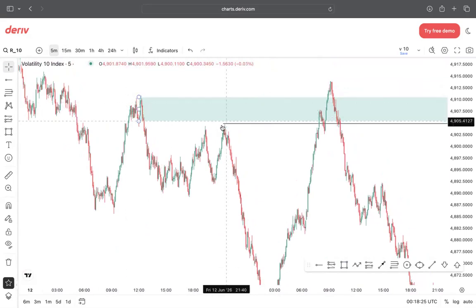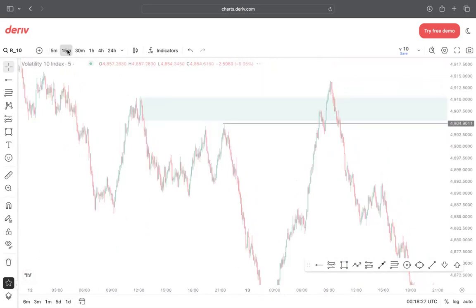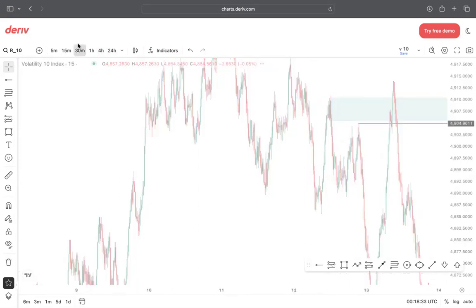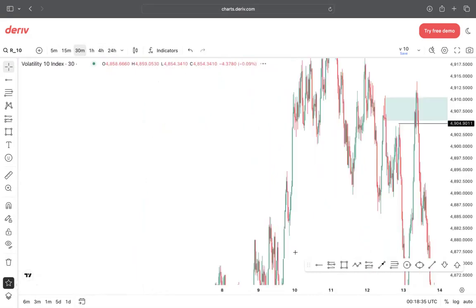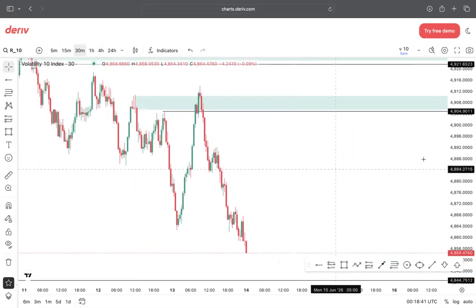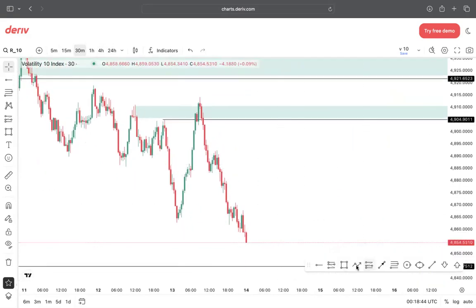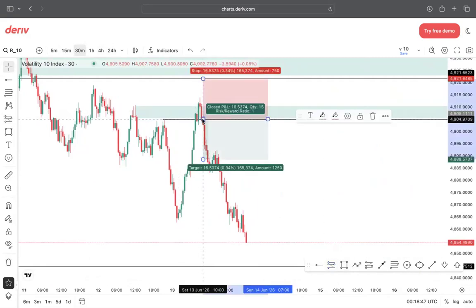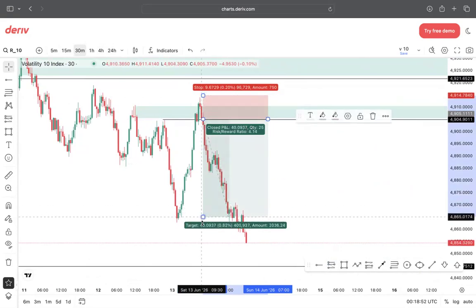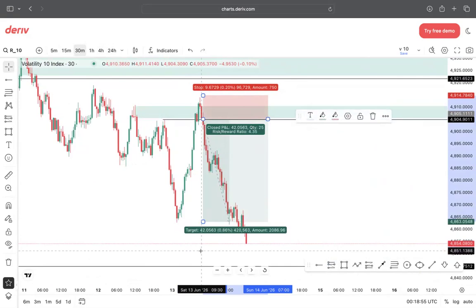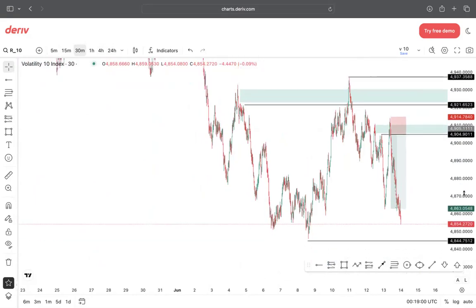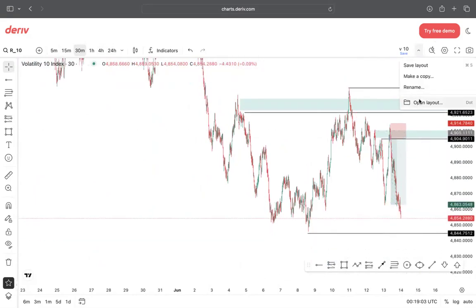So price took out structural liquidity, gave a 30 minutes evening star confirmation. So for people that do ask me which confirmation I use, most times I do use the morning star and evening star as well. So we had this as our full take profit. So this was technically our second win for the week, right?